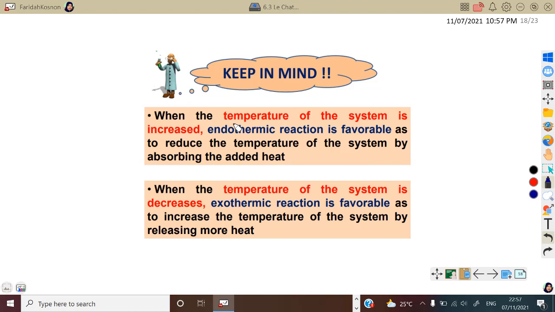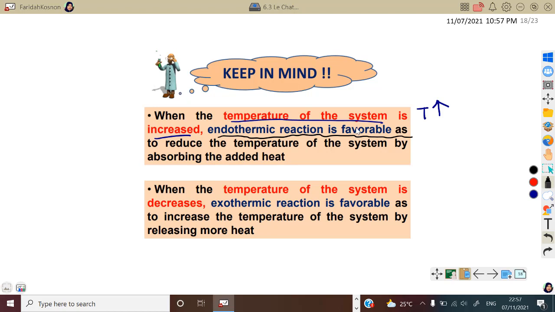Okay, so sebelum itu perlu ingat, basic concept ni mesti ada. Okay, when the temperature of the system is increased, so this is the disturbance. Maksudnya kalau temperature increase, endothermic reaction is favorable. So kita yang kena tahulah forward tu endo ke reverse tu endo, tengok kepada delta H given in the question. Okay, so kenapa kalau temperature of the system increase, endothermic reaction is favorable? Sebab sekarang sistem itu terganggu. Sistem itu terganggu dengan suhu yang bertambah.